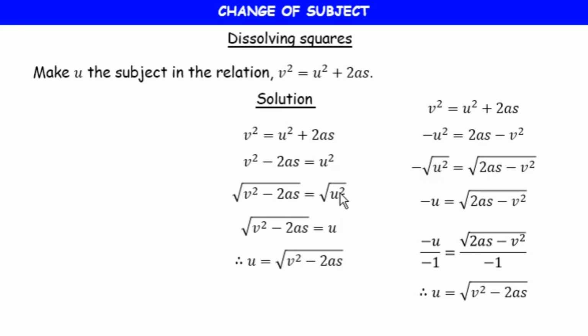So if it is to the power 2, you are going to use the square root. If it's the power 3, you are going to use the cubic root. If it is the power 4, you are going to use the fourth root, in that order. Okay, so let's proceed.